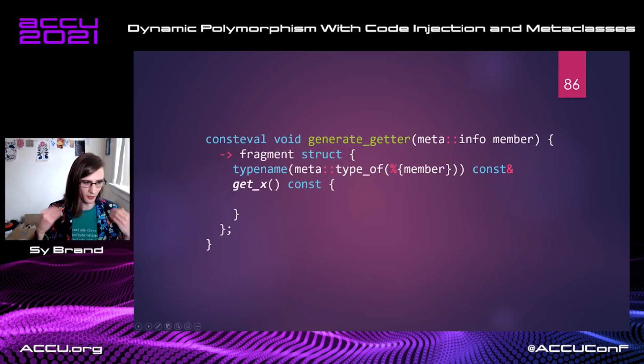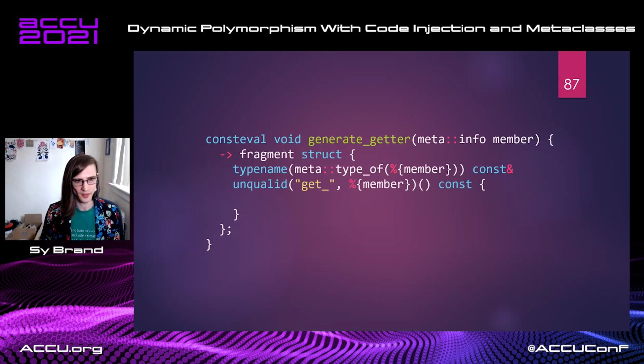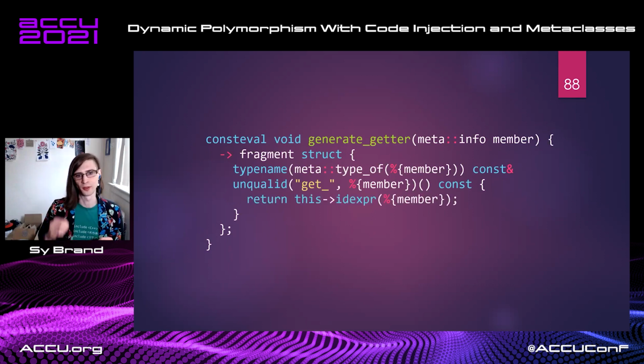Then I don't want to hard-code get X. I want it to be get underscore whatever the name of my member was. So I can do that using unqualid. This is using unqualid with a prefix. Unqualid can take any number of string literals or any compile time strings, and turn it into a single identifier. So this will give you get X or get Y or get foo, get whatever. And then in the body of this, we want to return the member itself, X or Y.